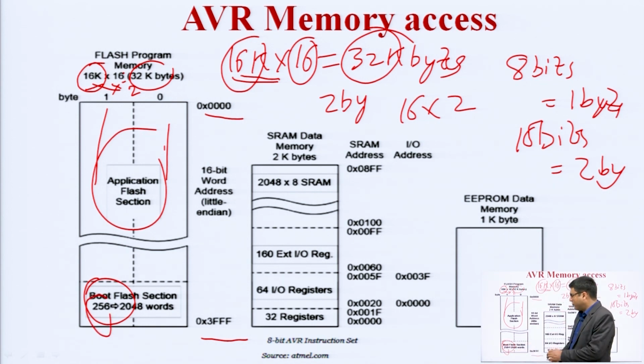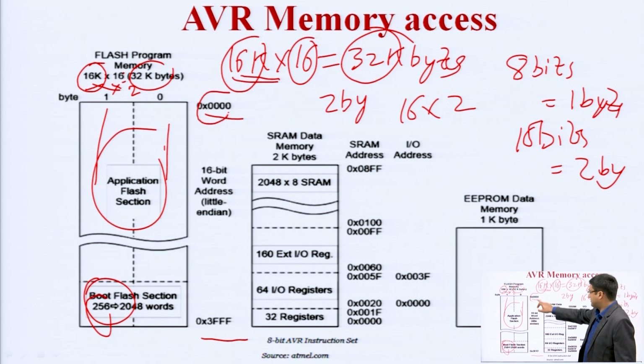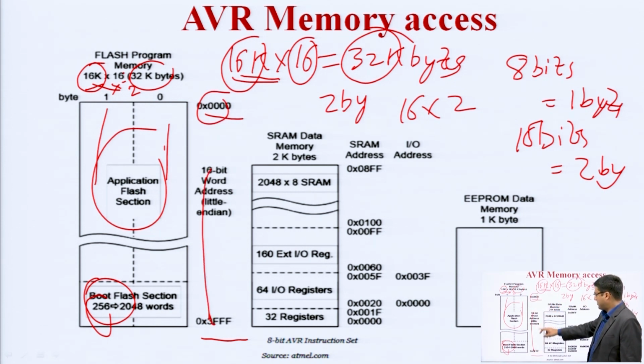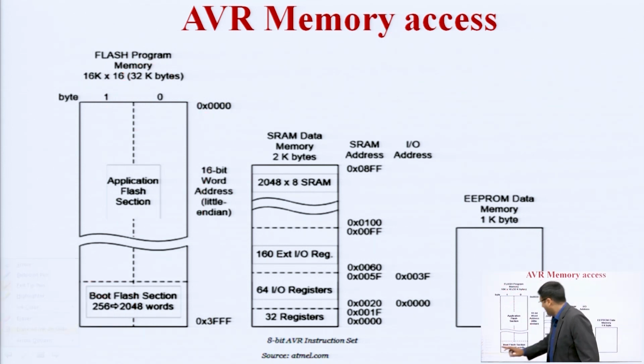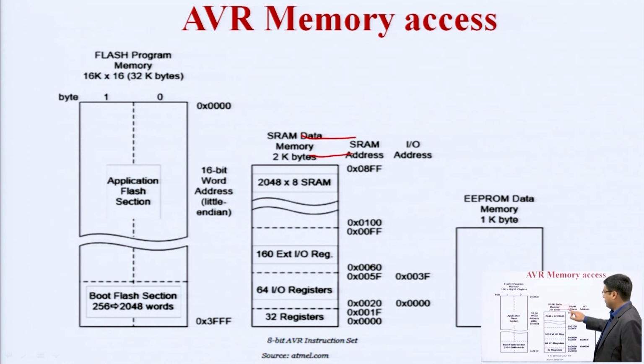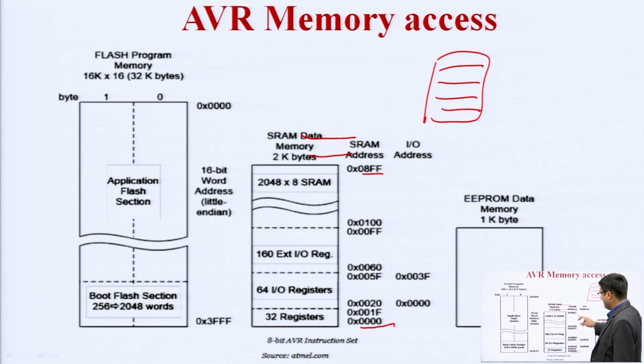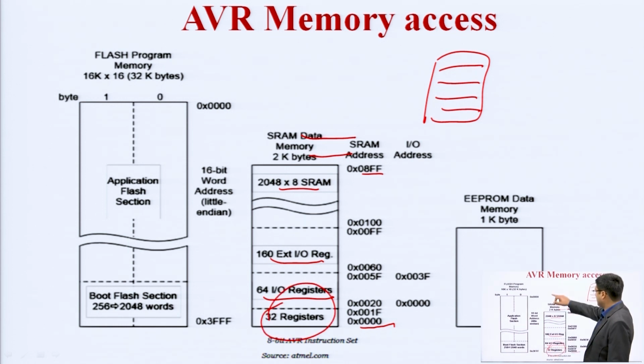So basically 2048 words. So this is the address range, we have seen that. After that, the second block is dedicated to SRAM data memory. It is 2 kilobytes, ranging from 08FF to 0000. It is divided into further subsections because memories have sectors, we have seen that. So 2048 by 8 SRAM, 160 external input output registers, 64 input output registers, and 32 registers. So this is the register organization of the AVR microcontroller.